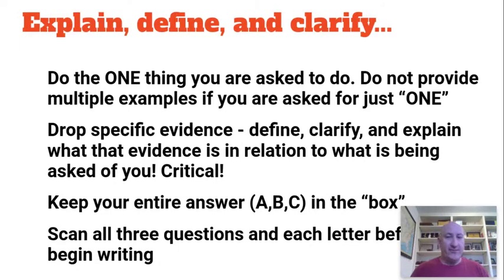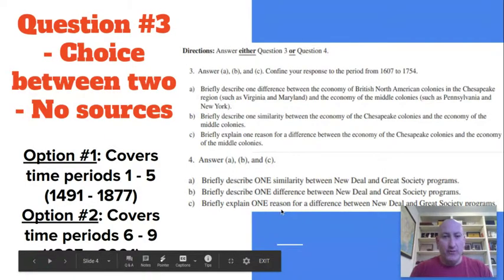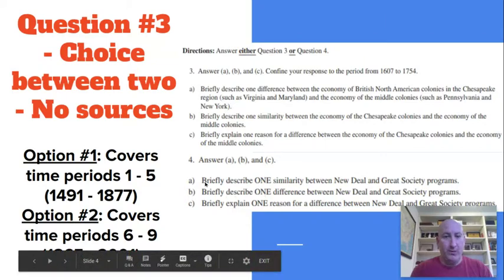Define or explain, define, and clarify. First bullet up there. Do the one thing you are asked to do. Do not provide multiple examples if you are asked for just one. So what we see as a common refrain on these questions is over and over again, they'll ask you to do one thing. Briefly explain one. Briefly describe one. Briefly describe one.